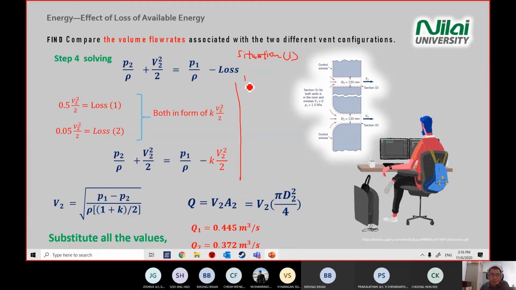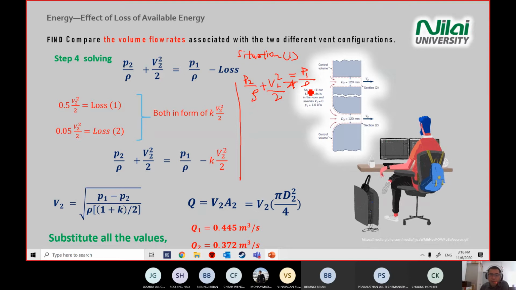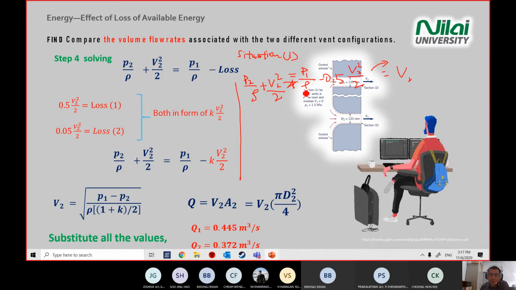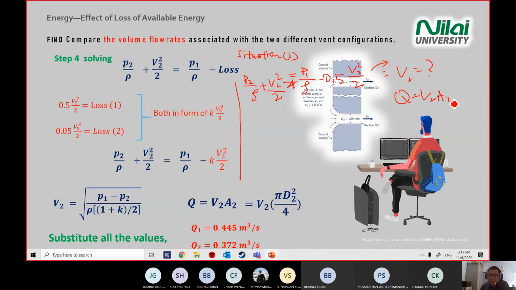1, then you write P2 divided by rho plus V2 square divided by 2 equal to P1 divided by rho minus 0.5 V square divided by 2. Then you can rearrange this one, and you get what your V2 is. From this one, you substitute all the values that you know. Then you get your V2. Then you substitute your V2 in Q equal to V2A2. Then you still get 0.445. Okay, after you finish the first one, you go for the second one, situation 2.